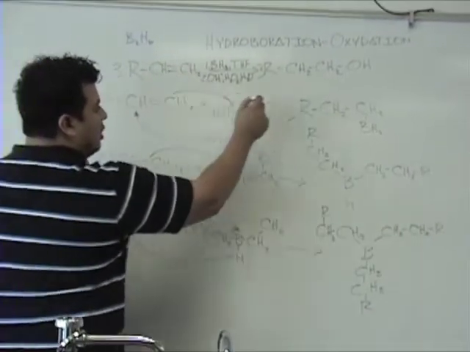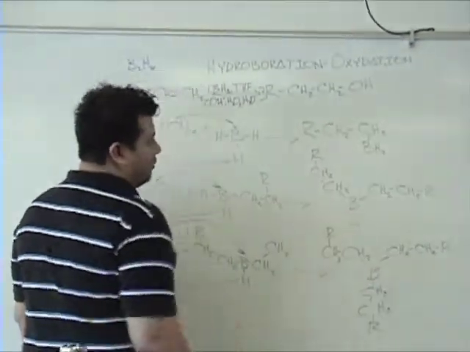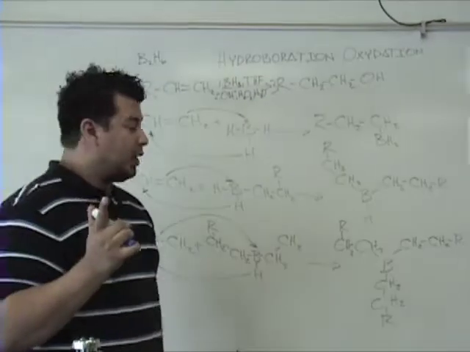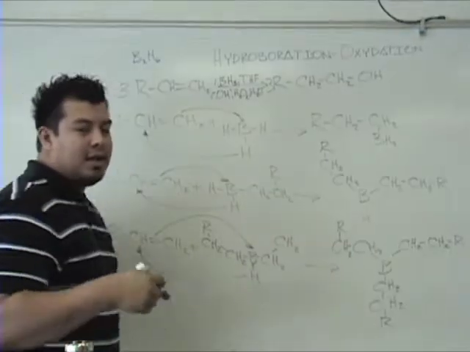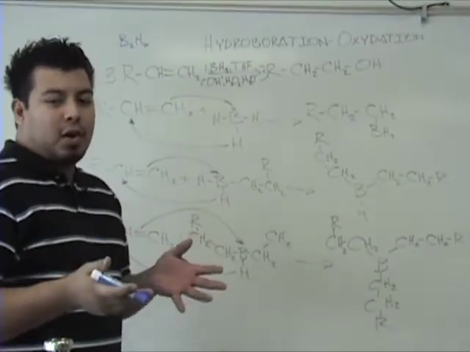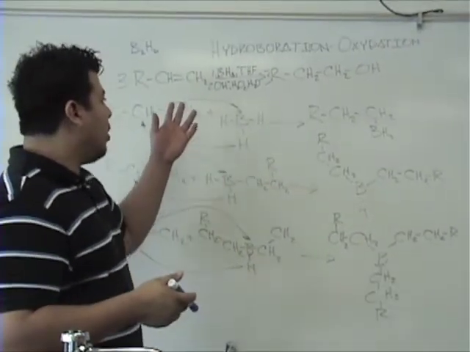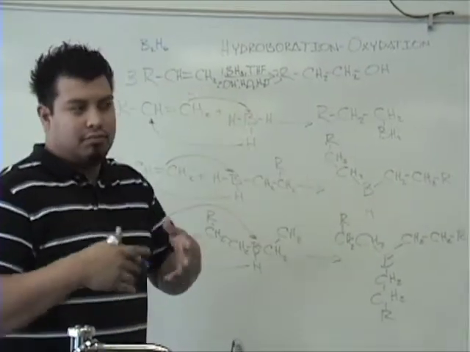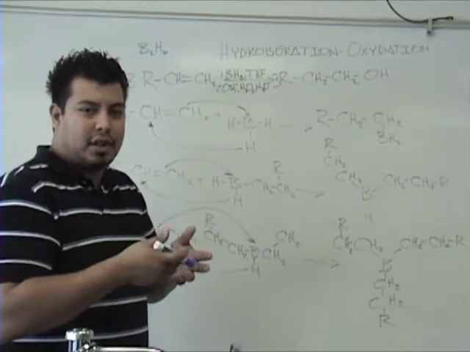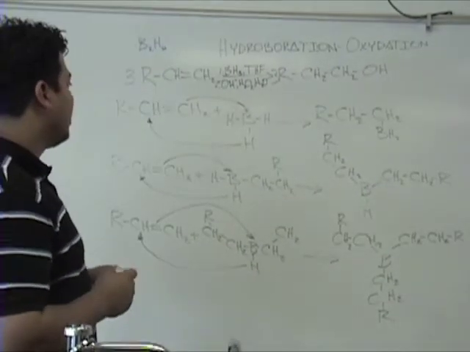From your alkene, you should expect an alcohol. Now, the beauty of the mechanism though, is that you will get a primary alcohol, the anti-Markovnikov alcohol, meaning the one that doesn't add to the position that favors the more stable carbocation.